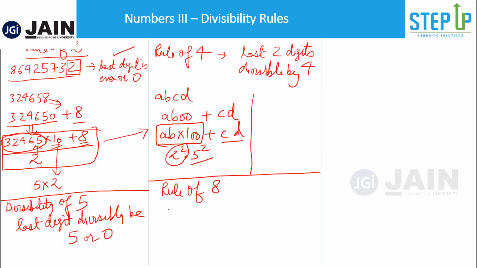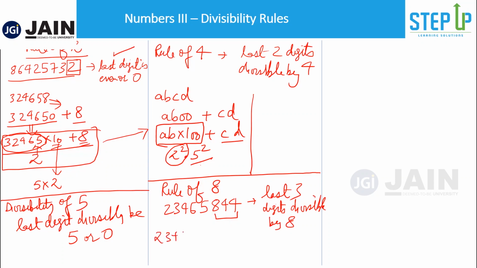Now on the same logic, if you have to figure out the rule of 8, again the same thing. If a number is of the form, let's say, 23465844, and you have to check whether this number is divisible by 8, all you do is check the last 3 digits, which should be divisible by 8. And why do we do that? Because this number can be written as 23465 into 1000 plus 844.